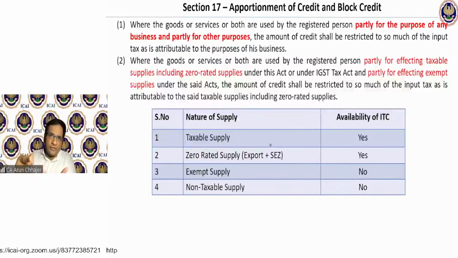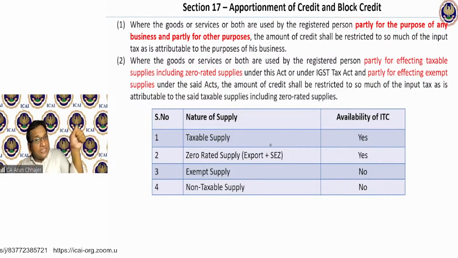You can use for B. Cross is possible. Section 17 is talking about the ITC, and when you need to apportion. Why is apportionment required? Because either you are using this ITC for non-business purpose, which is point number 1, 17.1, or you are using this ITC for exempt supply. Only in these 2 cases, apportionment is required. Otherwise, it is a common basket.